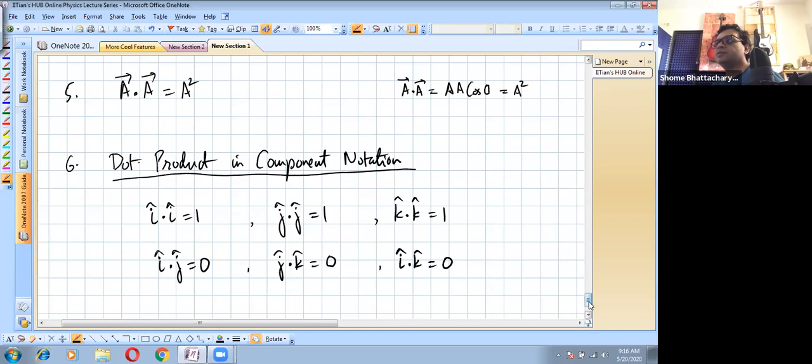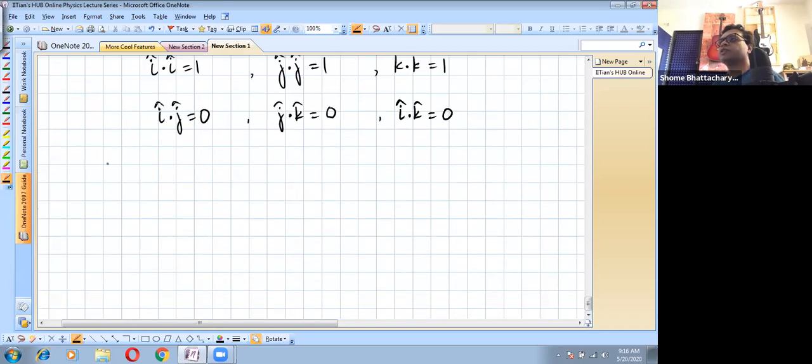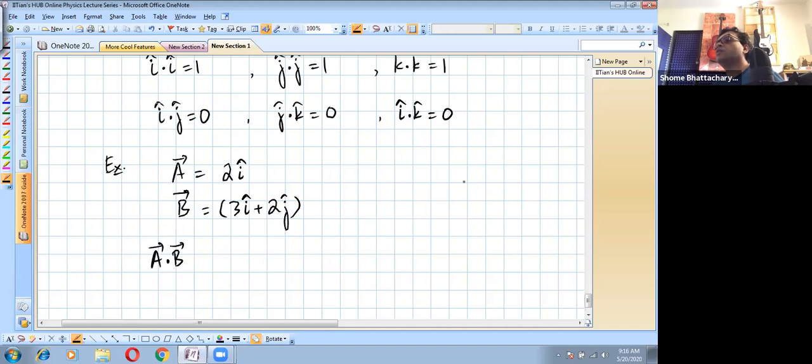Now add to that the distributive property and it becomes very obvious. For example, if I have a vector A, which is 2 i cap, and another vector B, which is let us say 3 i cap plus 2 j cap, and I ask you to find A dot B. So here we will not go with the definition method that A dot B is equal to AB cos theta. That will become too lengthy. First we need to find A, then we need to find B, then we need to find the angle. So many things are needed.